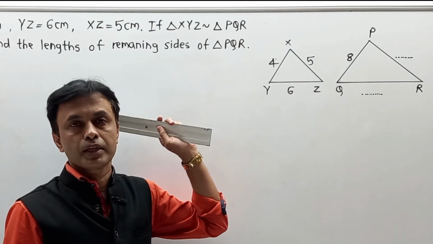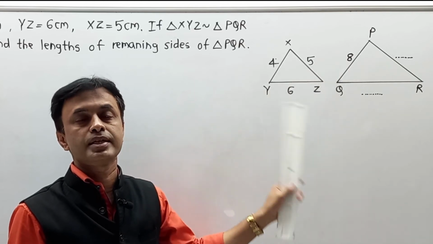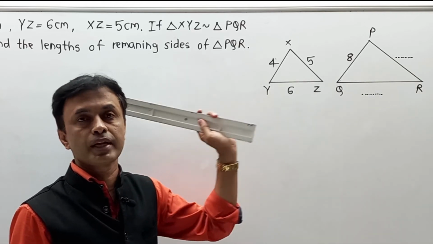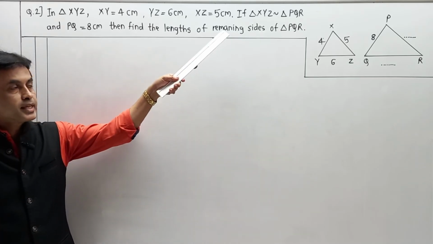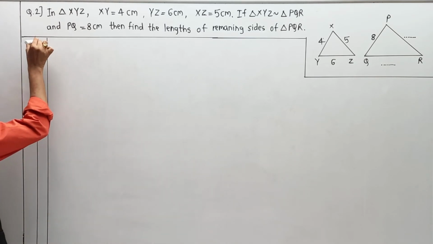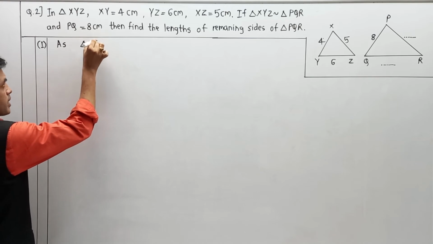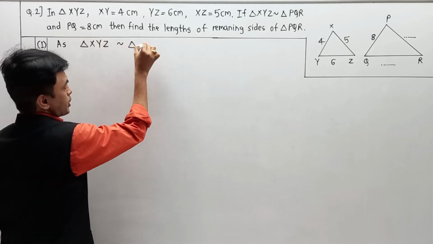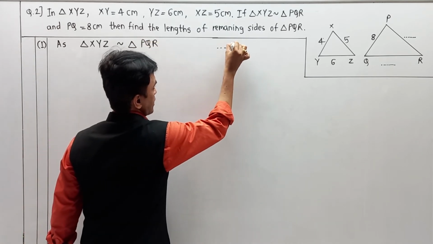So we are going to write all the parts over here. Please pay attention carefully, and first draw this diagram so that you can easily understand the writing. Once again, please draw the diagram. As they have given triangle XYZ similar to triangle PQR, I am writing it as given.